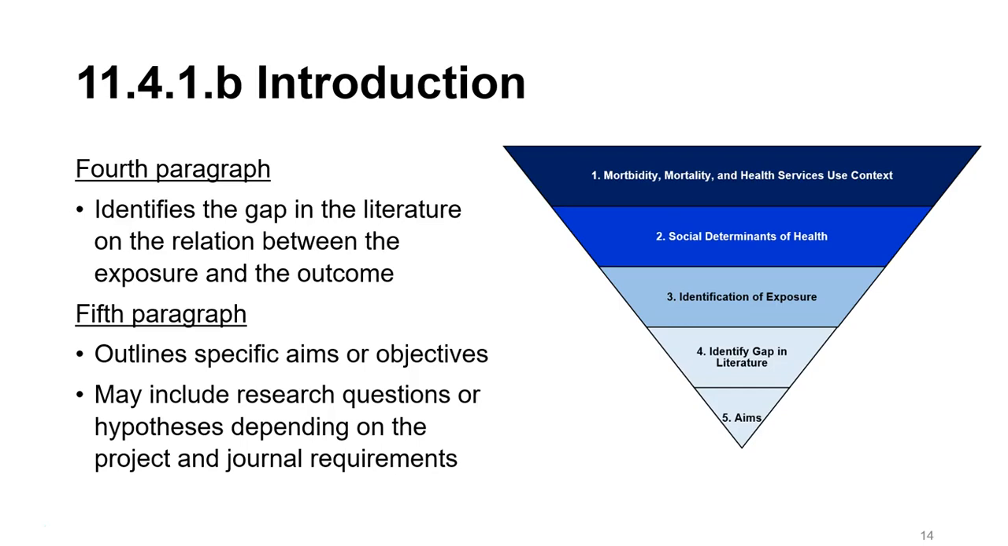Then that fourth paragraph and the fifth paragraph may be combined unless there is a really large gap in the literature that you want to focus on and explain the importance of filling that gap. So the fourth paragraph is the gap in the literature on that relationship between the exposure and the outcome. And then the fifth paragraph is looking at really specifying those aims and the objectives. And this could also include, depending on the journal, depending on the study design, research questions or specific hypotheses.